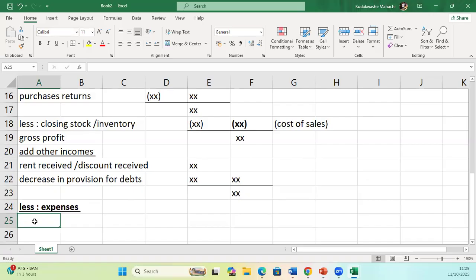It could be we pay for rent. It could be we pay salaries and wages. Could be we pay for insurance. So the expenses, these are regular payments. The list of expenses for a business is very long. It depends on the type of the business. I'll just list down some of the key expenses, but I can't list all of them because it depends on the business.